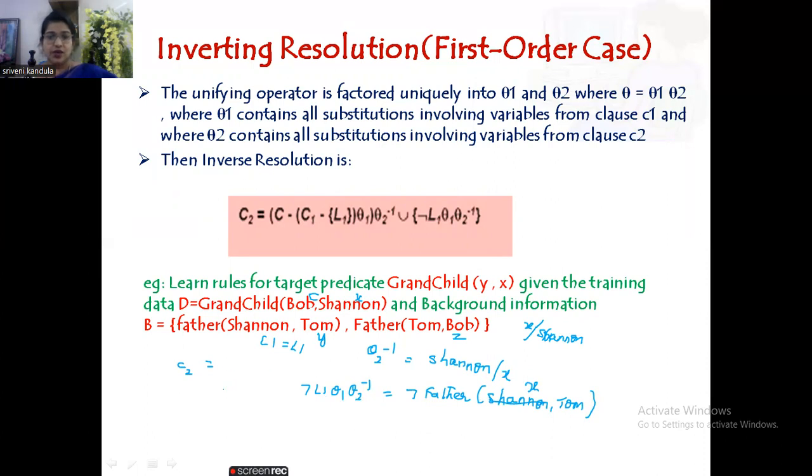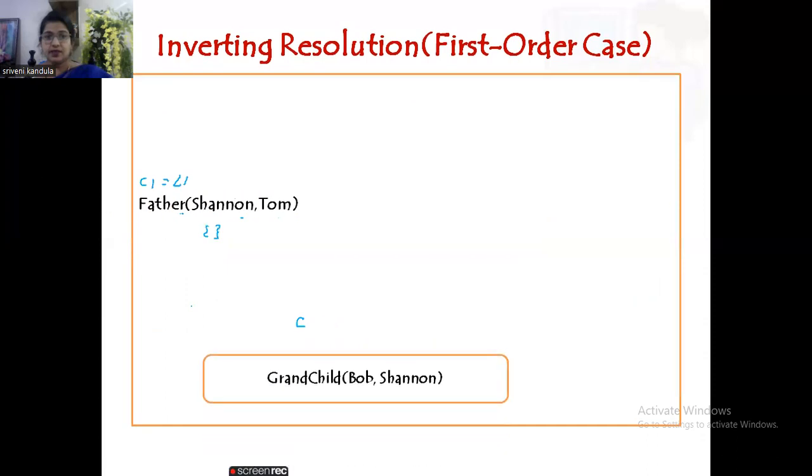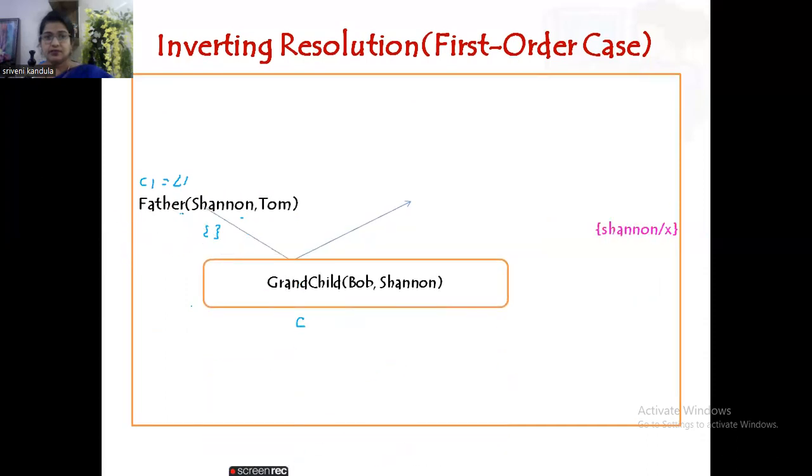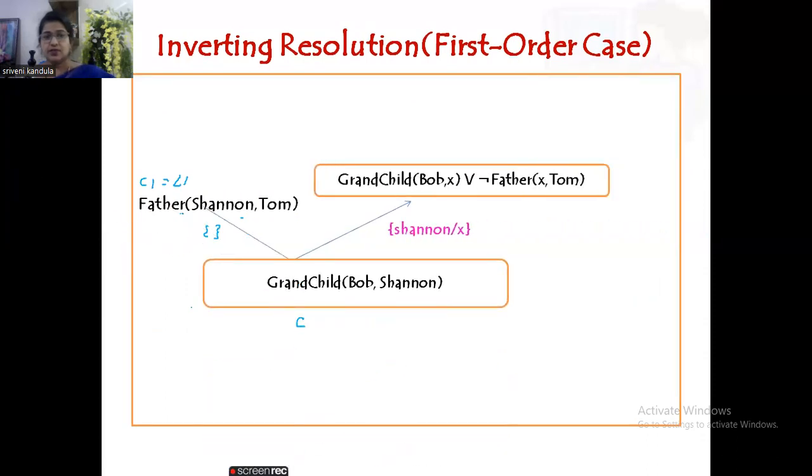Already we have the result of this part, right? So what is the result of this part that we obtained? It is grandfather of Bob comma x. So this has to be performed a union with negation of L1, theta 1, theta 2 inverse. Okay, this is the result now we are obtaining.